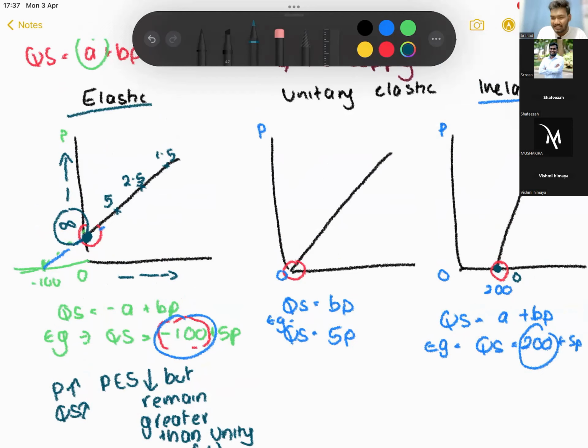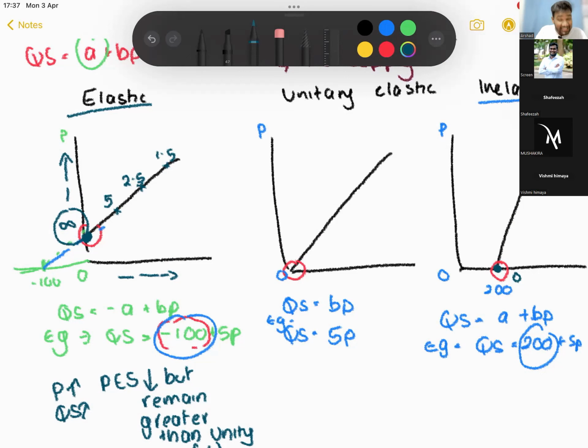Now use your common sense. At this point, it is 0. Can it go less than 0? Now, remember, PES is always positive. Can it go less than 0? No. So along the supply curve, it will increase.